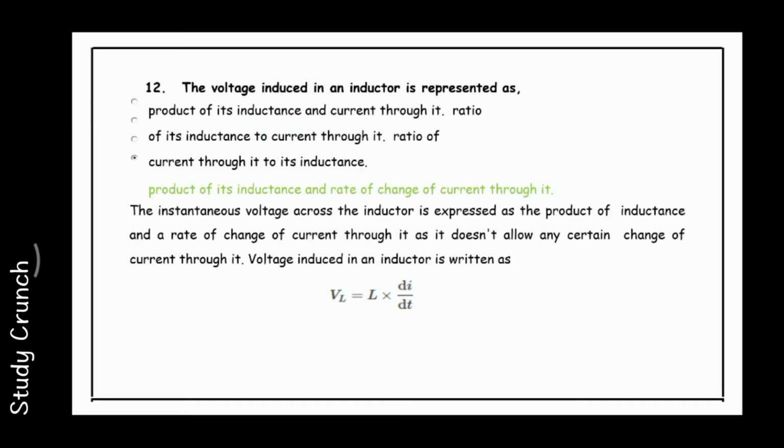Next, the voltage induced in an inductor is represented as. So voltage induced is represented as the product of its inductance and rate of change of current through it. VL is equal to L di by dt. So instantaneous voltage across the inductor is expressed as the product of inductance and rate of change of current, as it doesn't allow any sudden change of current through it. So voltage induced will be this expression.